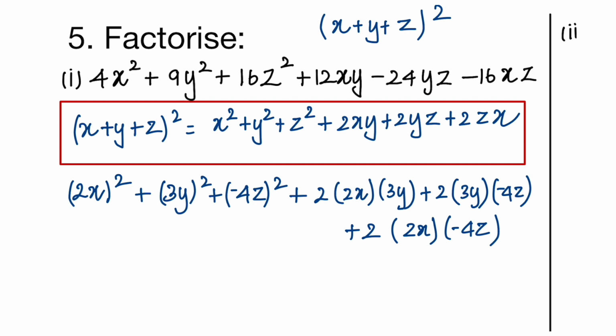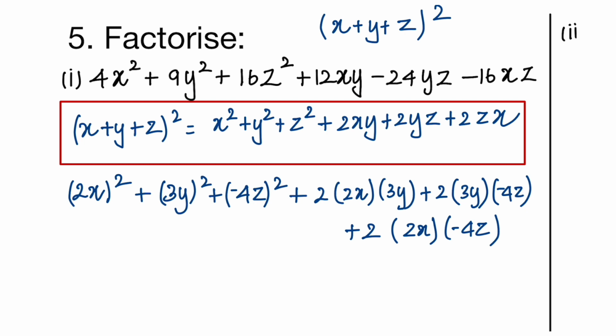Okay, so when you multiply this, 2 into 2 is 4, 4 times 4 is 16, so minus 16xz. And this term, 2 into 3 is 6, 6 times minus 4 is minus 24yz. Okay, so all the terms add up, it's correctly there. Now this is the expanded form, right?